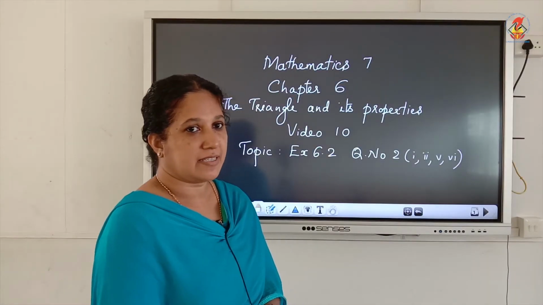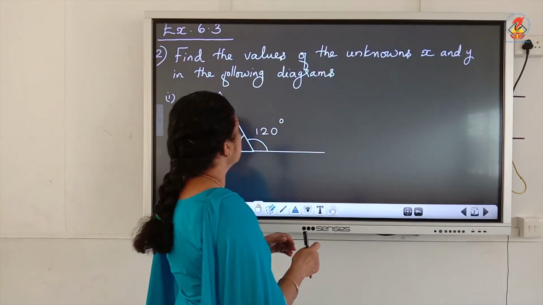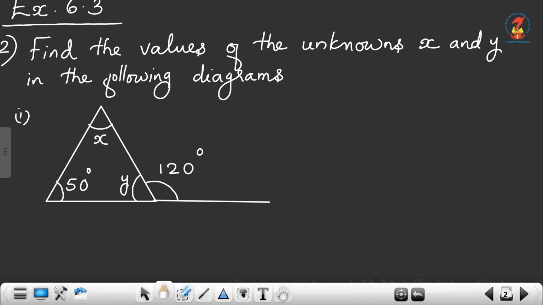Continue with exercise 6.2. Question number 2. Find the values of the unknowns x and y in the following diagrams. You have to find the values of the unknowns x and y in the following diagrams. First question. Now consider the triangle.